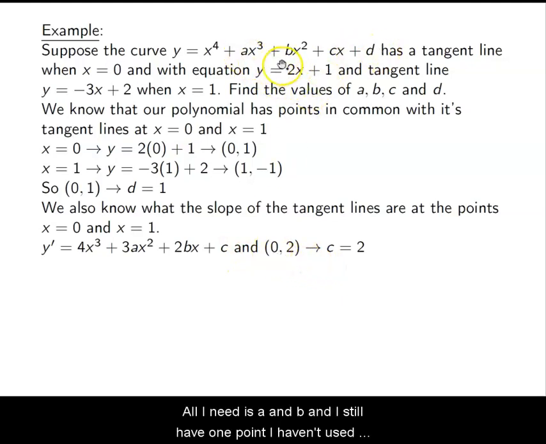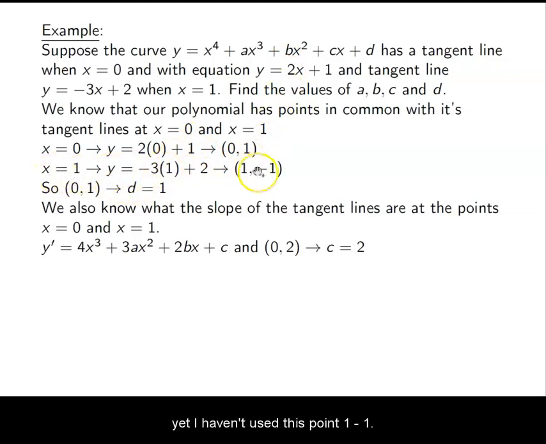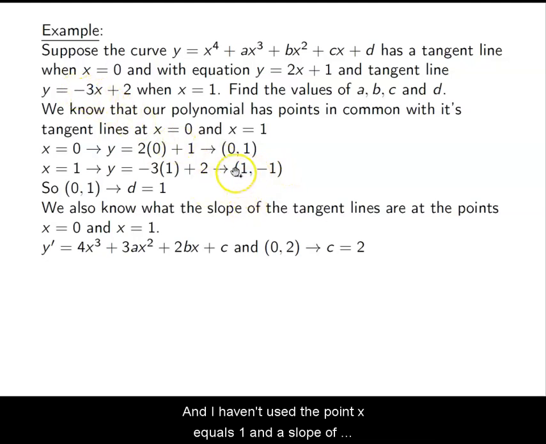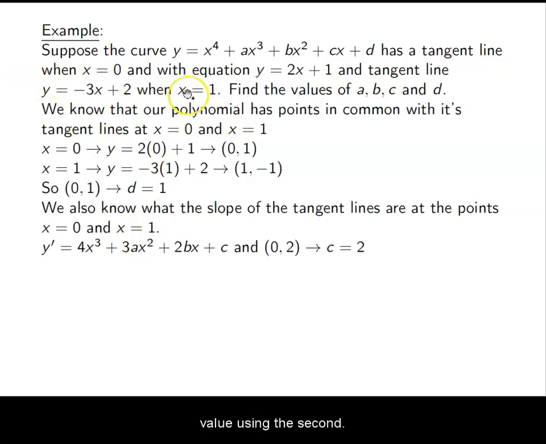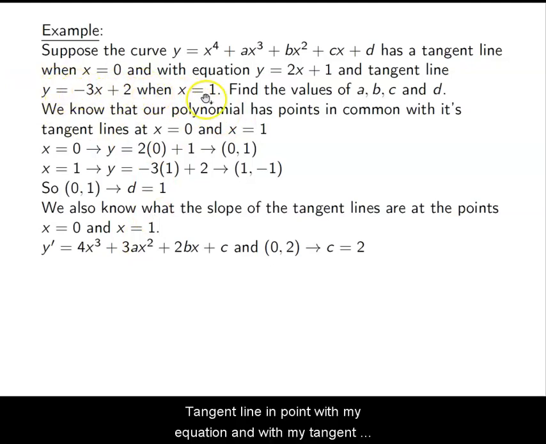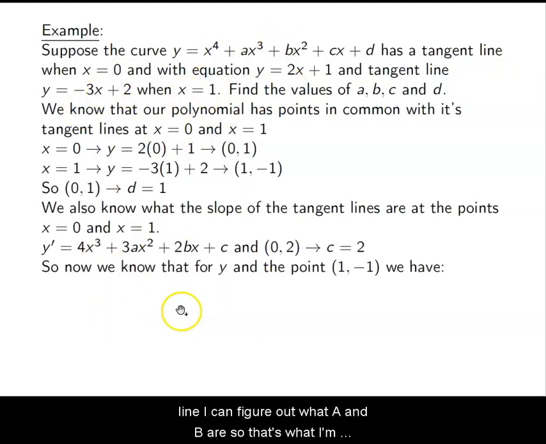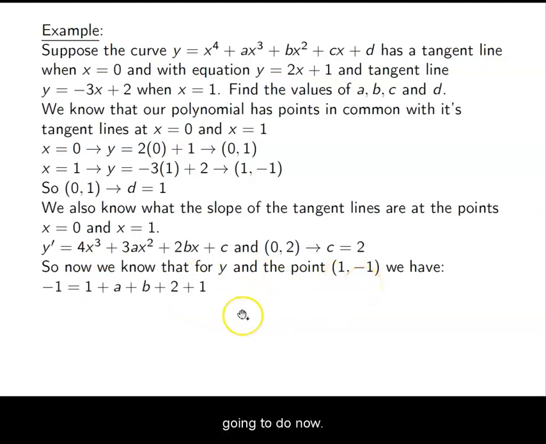All I need is a and b, and I still have one point I haven't used yet. I haven't used this point (1, -1), and I haven't used the point x equals 1 and a slope of -3 with this line either. So using those two values, using the second tangent line and point with my equation and with my tangent line, I can figure out what a and b are. So that's what we're going to do now. We're going to use the point (1, -1) since we haven't used it yet.